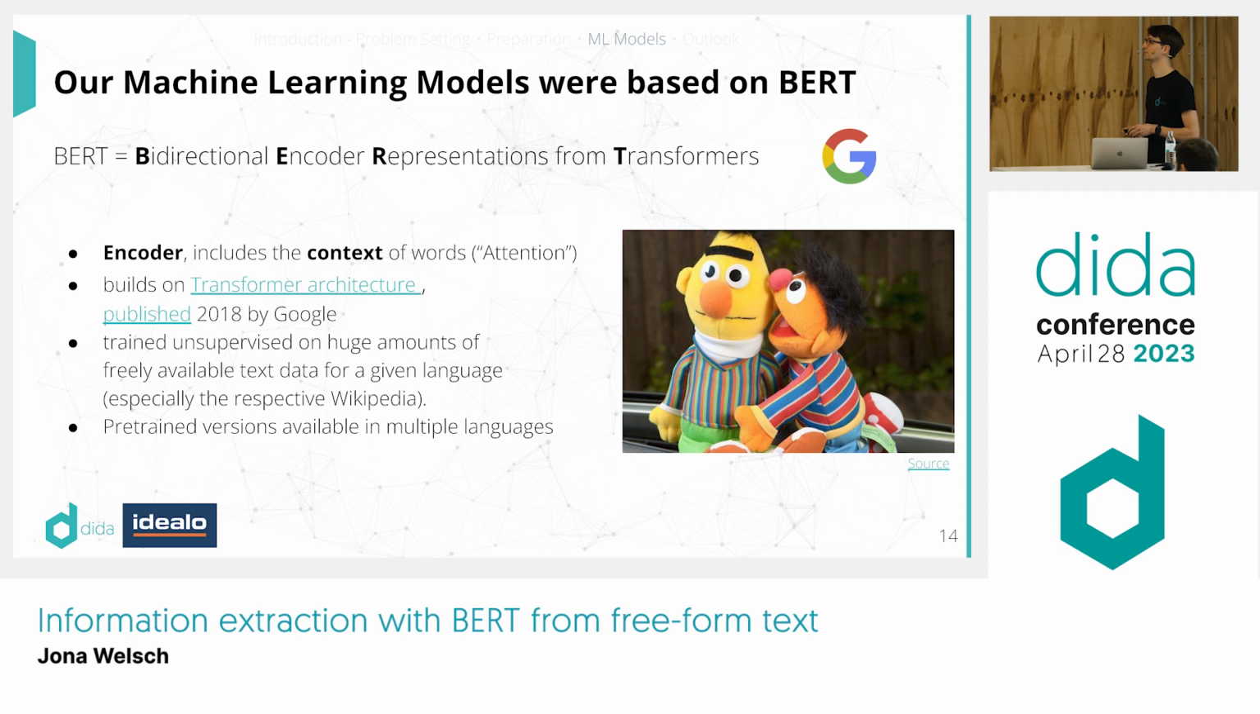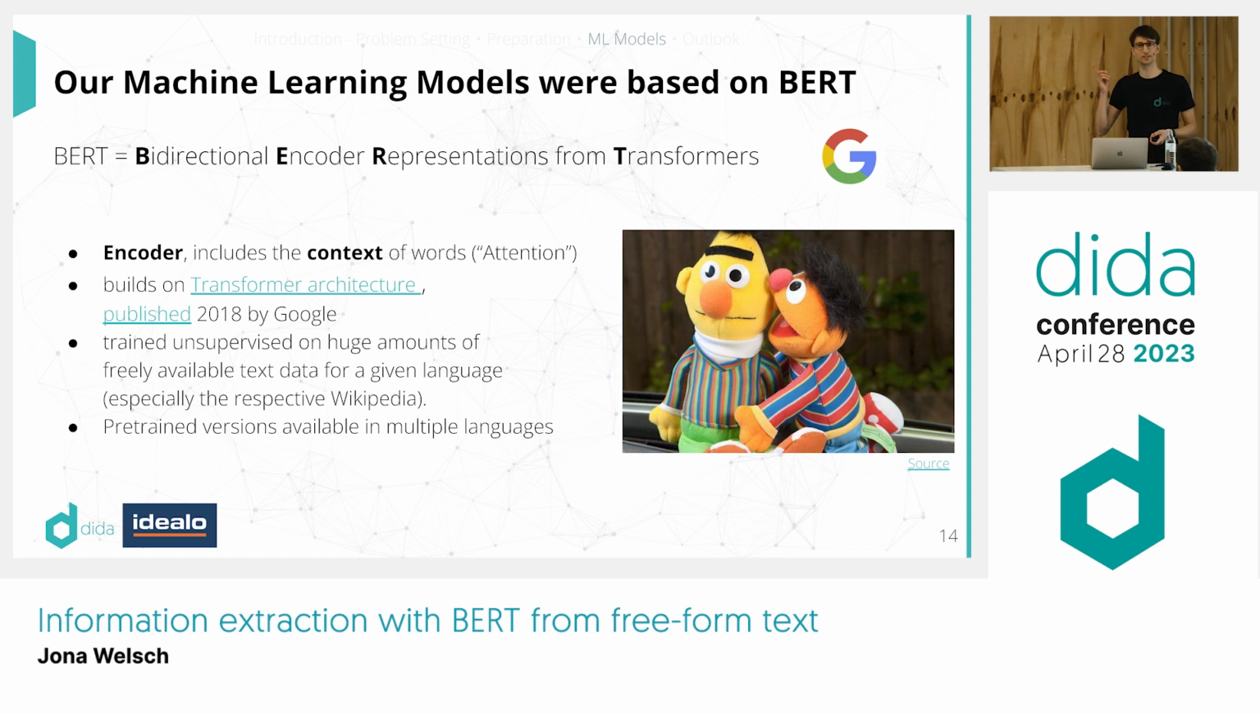The attention mechanism in the transformer architecture means I can actually look at context, which is, in the case of numbers, especially relevant. It builds on this transformer architecture, and it's trained in an unsupervised manner on a huge amount of freely available text data, which means it has a lot of world knowledge already baked into it, and I can use it later on. And what is quite relevant in a commercial setting, I get pre-trained versions of this in multiple languages, which are licensed in a way that I can actually use them commercially.